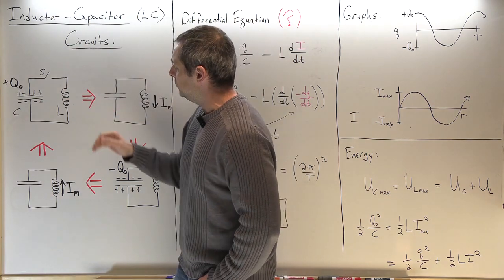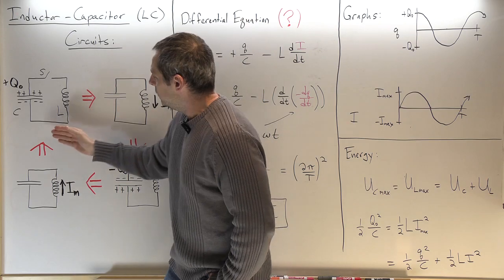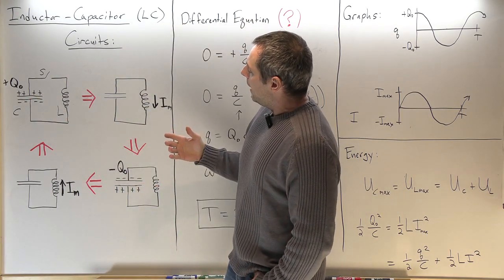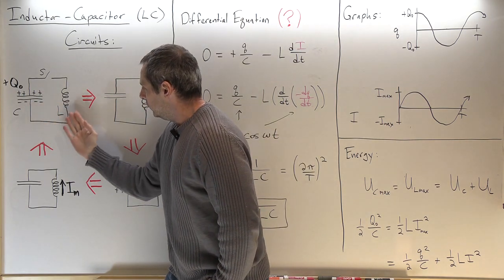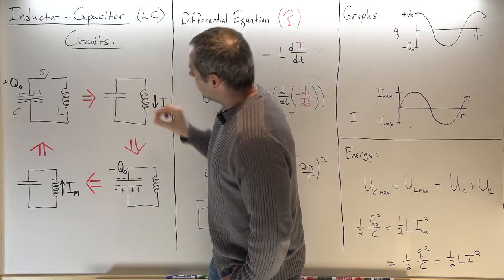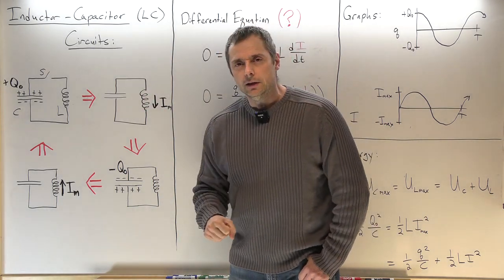Then I flip this switch down. The current is going to want to go in the clockwise direction so the plates of the capacitor get neutralized. Really, it's the electrons flowing the opposite way to the positive plate. At some point, the capacitor becomes fully uncharged, but there's current in the inductor.